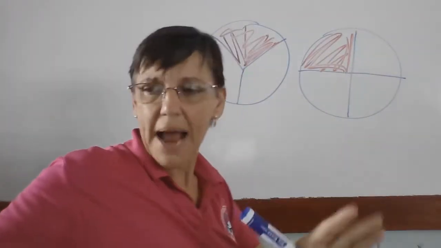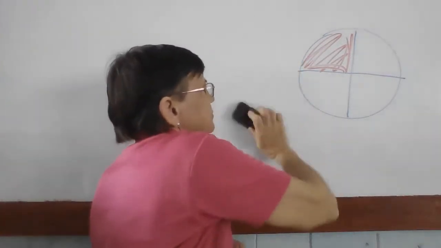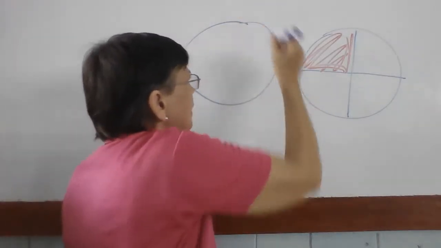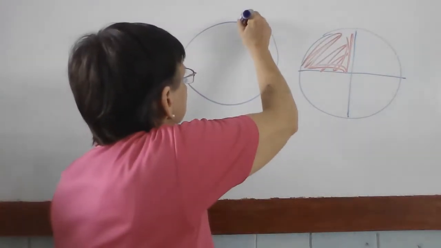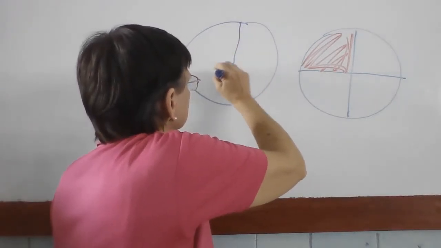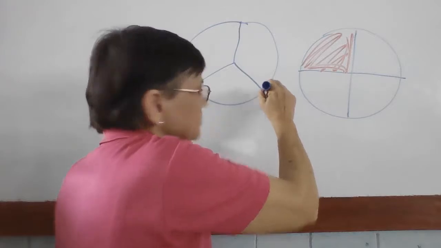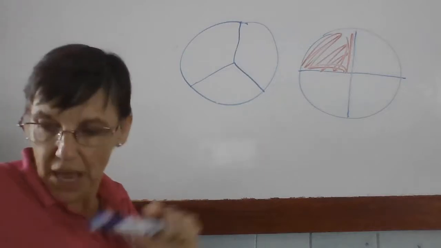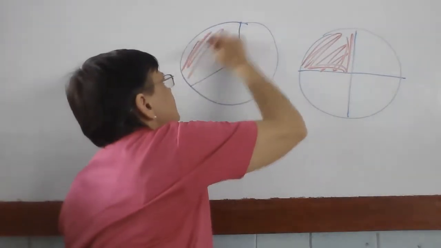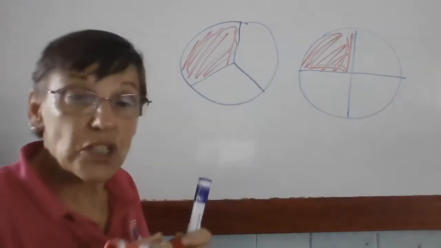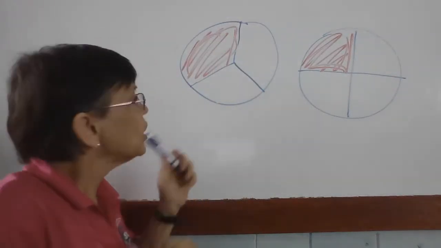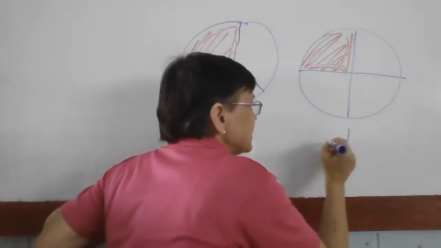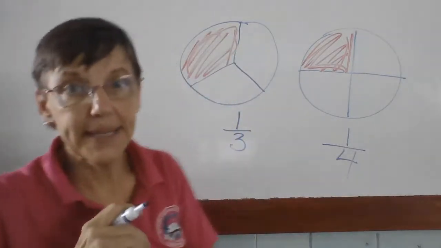So, I'm going to draw this a little bit differently. I don't like the way they do that. We're going to draw a little bit differently. Okay, let's do it this way. Okay, how many pieces do we have? 1, 2, 3, right? How many are left? 1. Now this way you can see it's a little bit better, okay? So this is 1/3. This is 1/4, right? See that?